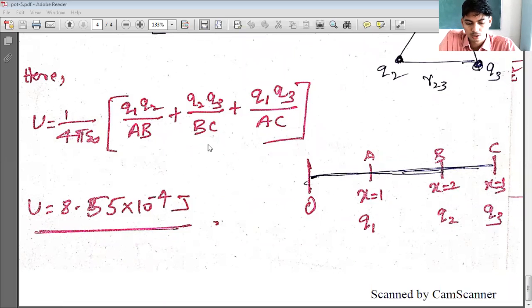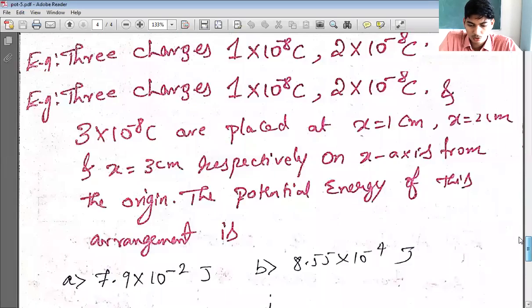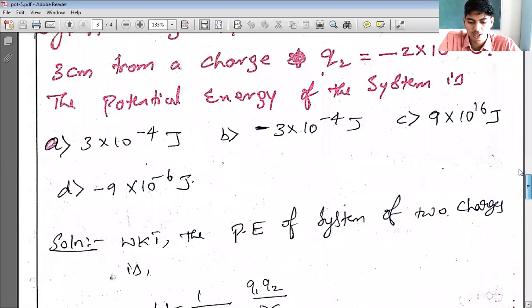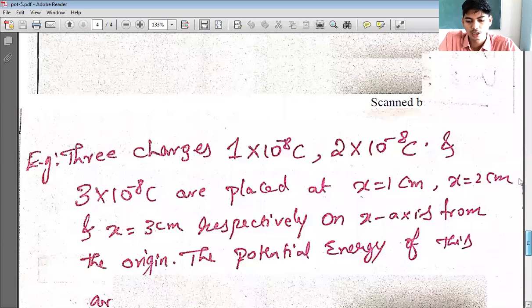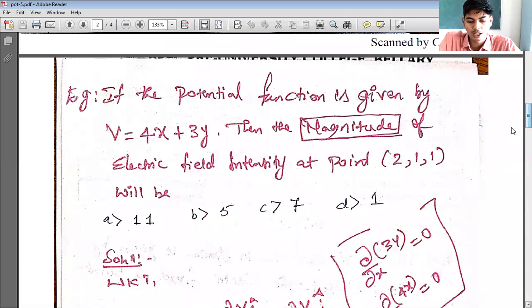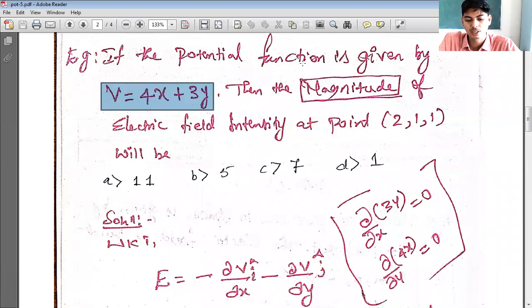Try working it out. Just work it out. Okay. Any doubts in these problems? Have any doubts with respect to problems on potential energy of system of 2 charges, potential energy of system of 3 charges, and how to find out electric field when potential is expressed as function of position?